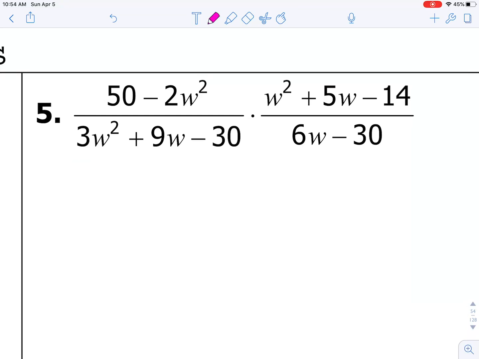So this is a multiplication problem, so we're getting into the next standard here. Okay, we went from simplifying now on to multiplication and division. So we need to simplify 1, 2, 3, 4. Okay, let's start with the top right.